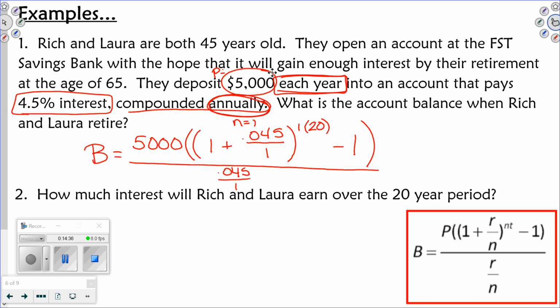No. So if you look at the formula down there, see it's the P's in front, and then there's 2 parentheses after it.